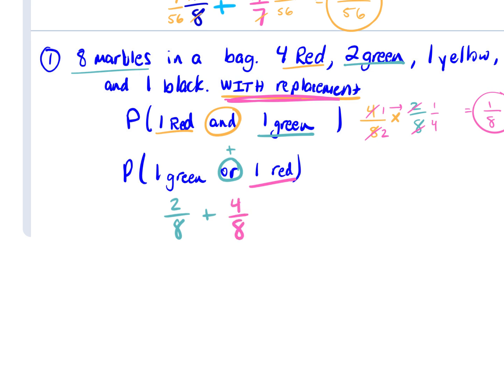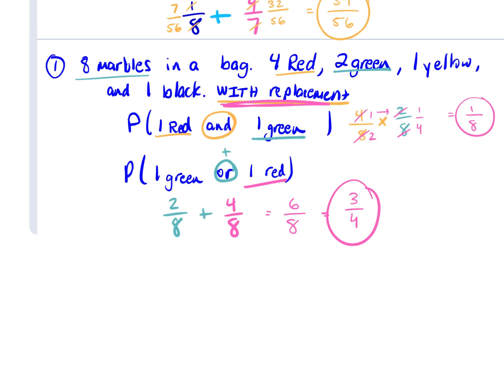Now when we add, we don't really want to simplify first because we like to have common denominators, so we can just add our numerators together. This would be 6 over 8. Now we want to simplify at the end, so 6 over 8 would simplify to 3 over 4. So we have a 3 out of 4 chance of picking 1 green or 1 red. So be super careful with the wording.